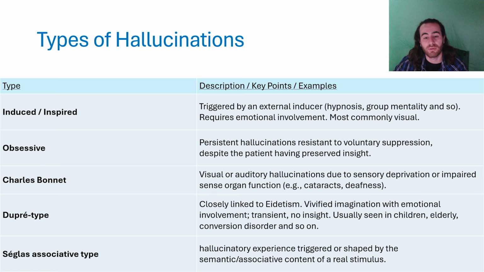Segler's associative hallucinations have to do with real perceptions acting as associative cues that determine the thematic and semantic content of the hallucination. For example, a nurse says, "Take your pills," and the patient hears, "They're trying to poison you with those pills." So with this type, context fills in the content of the hallucination.